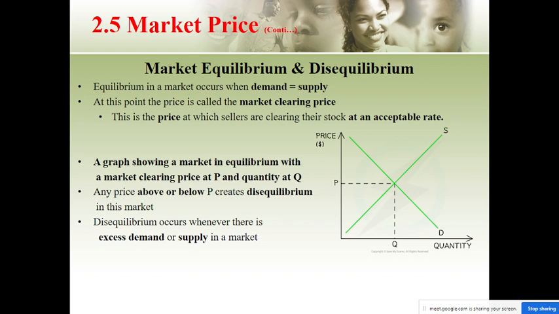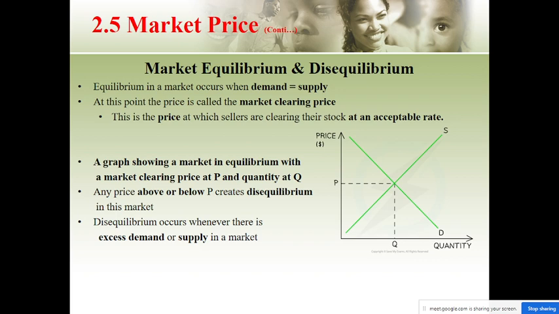Market equilibrium. Okay, the market equilibrium is the place where demand is equal to supply. If you remember, we were discussing demand, which is basically the willingness of the customer to buy a certain product at a particular price. Supply, on the other hand, is the willingness of the producer to sell his or her product at a particular price level.